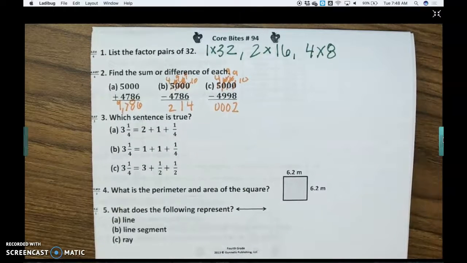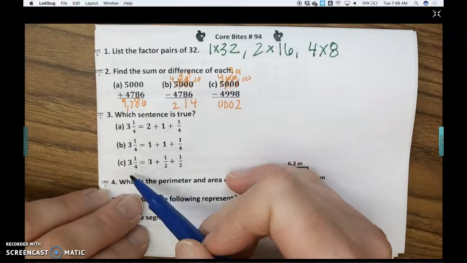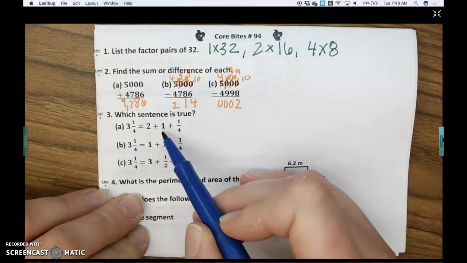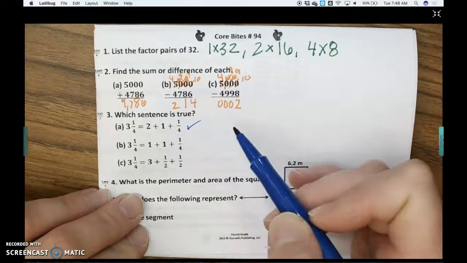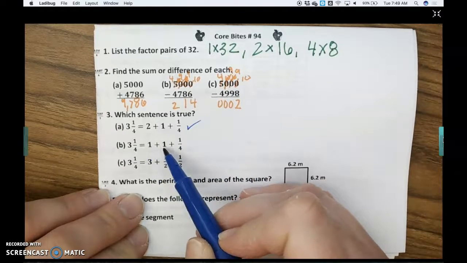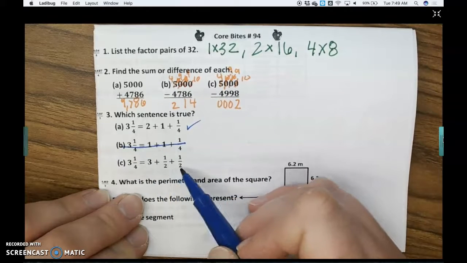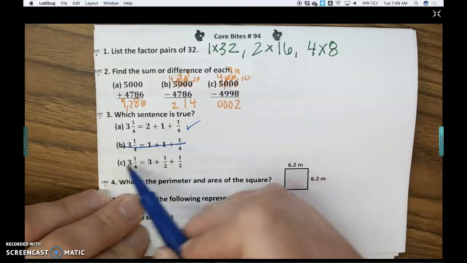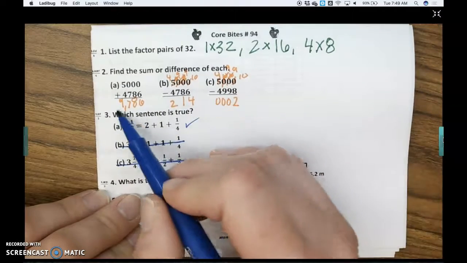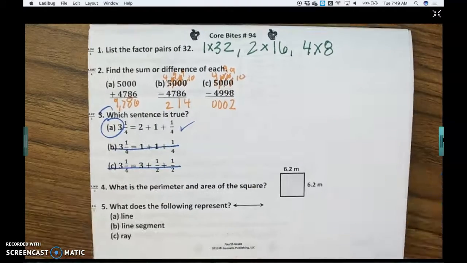And then for number 3, using fractions, which sentence is true? All right, so we have 3 and 1/4, so let's see. 2 plus 1 is 3, and then you have 1/4, so that one's pretty good. This one would be 2 as your whole number, so that doesn't make any sense. And then 3 plus a half plus a half. A half and a half actually would give you a whole, so that would equal 4, so that's not right. So your best answer would be A.